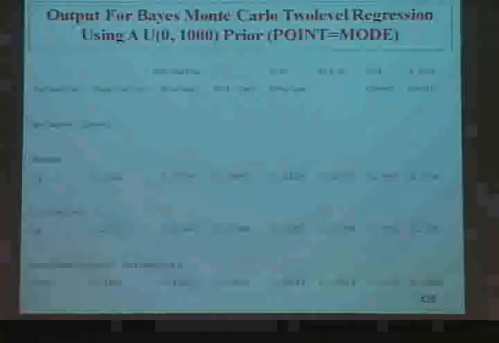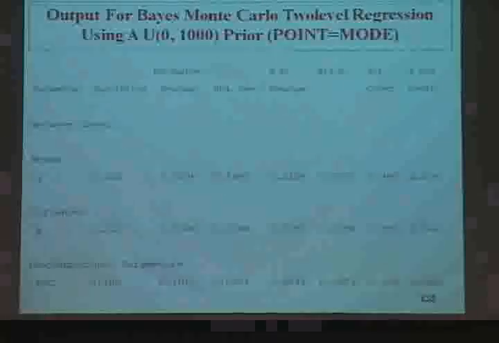Now let's take Brown and Draper's other prior, the uniform 0, 1000.